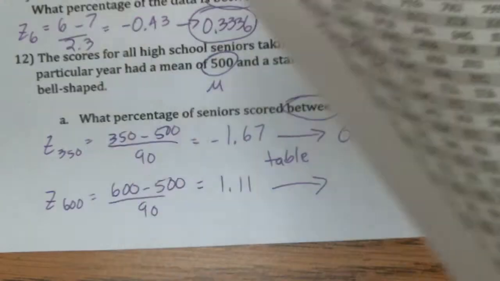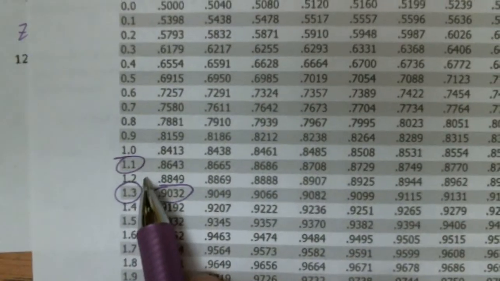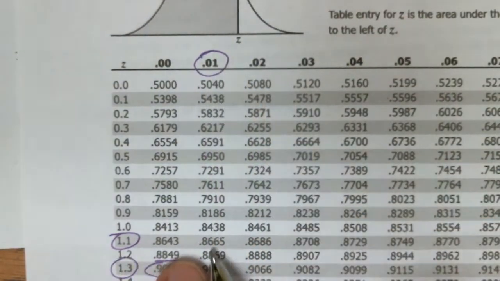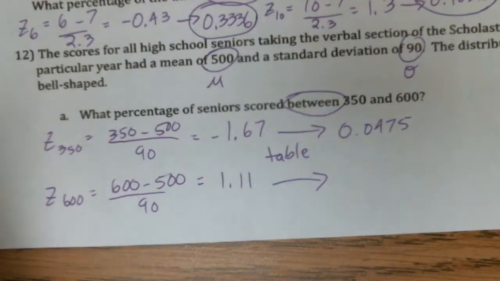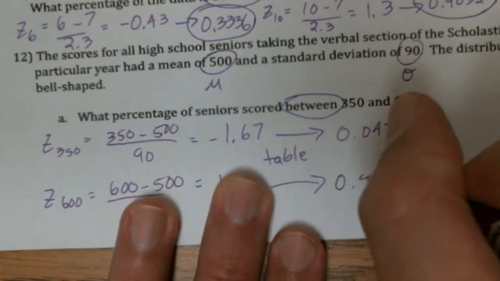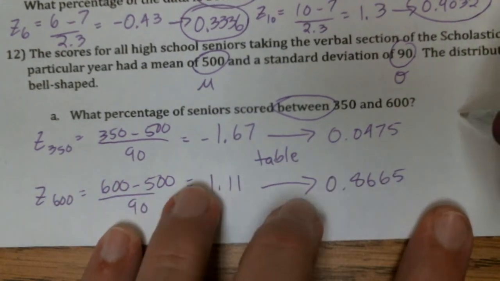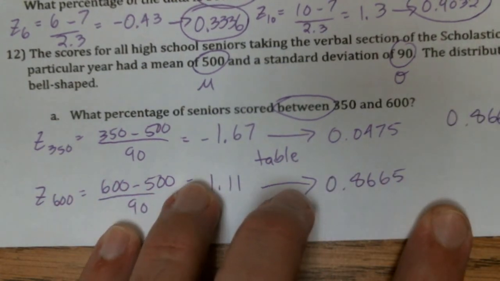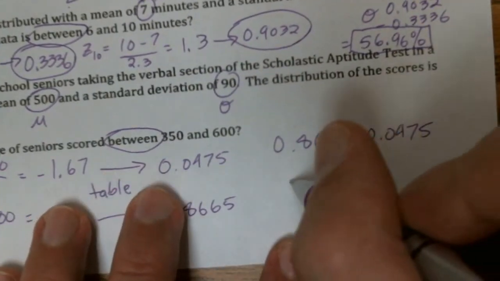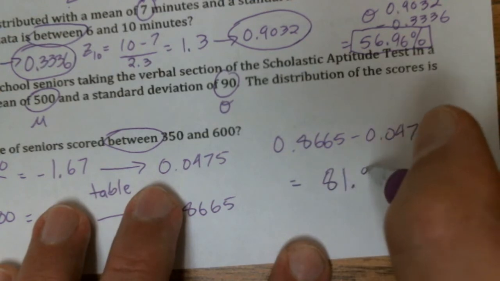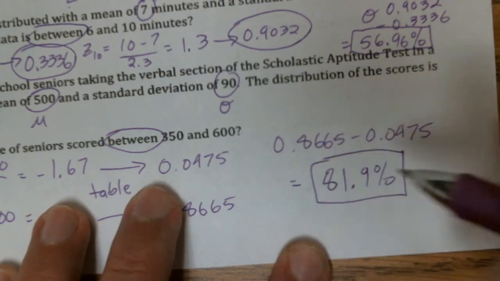Let's go to the positives. Let's go to 1.1, and it's 1.11. So there's 1.1, here's the 0.01, so that corresponds to the percentage 0.8665. Okay, and now I'm ready to subtract the 2 percentages: 0.8665 minus 0.0475, move the decimal place 2 spots, and that comes out to be 81.9%.